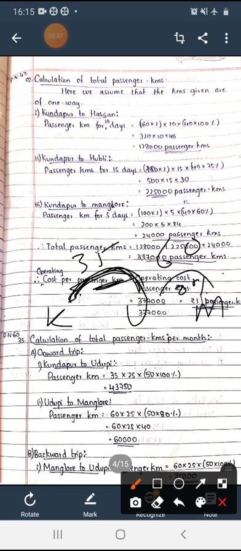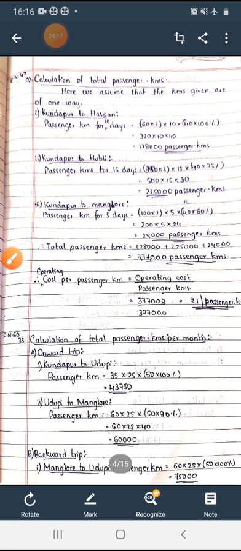On the other hand, the return journey. At the time of return, Mangalore to Kundapur, the bus is full from Mangalore to Udupi. But 75% capacity between Udupi and Kundapur. The following information is provided. The capacity of the bus is how much? 50 passengers, and the number of days in a month is 25 days.